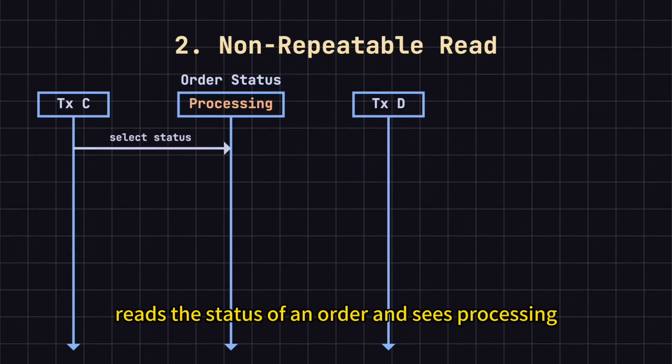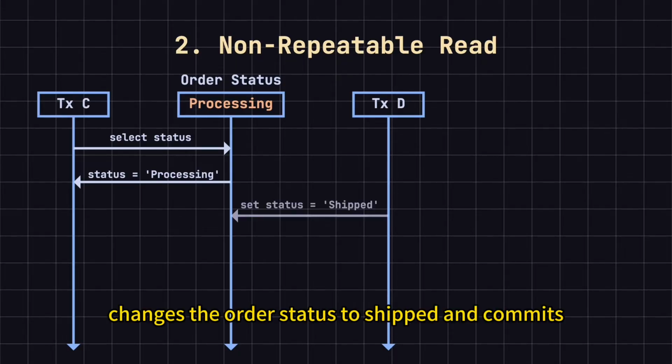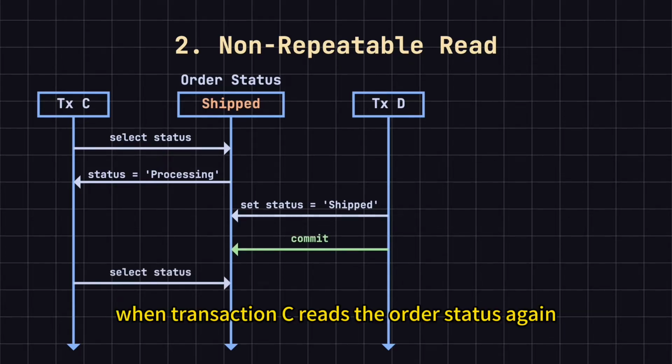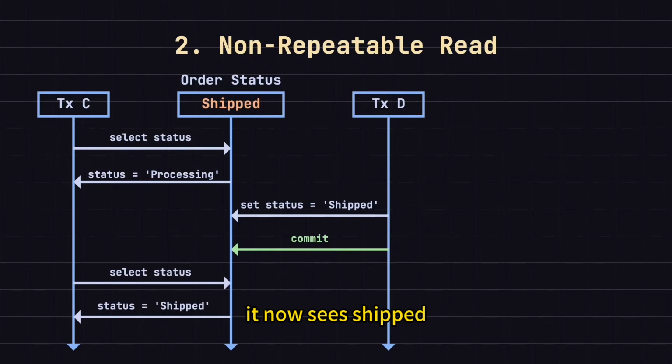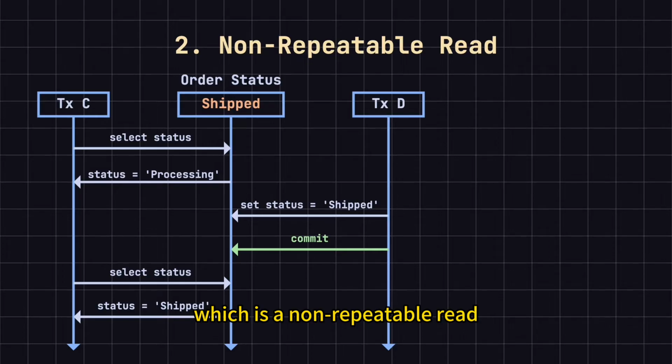Transaction C reads the status of an order and sees processing. While Transaction C is still running, Transaction D changes the order status to shipped and commits. When Transaction C reads the order status again, it now sees shipped. Transaction C gets two different results when reading the same data, which is a non-repeatable read.